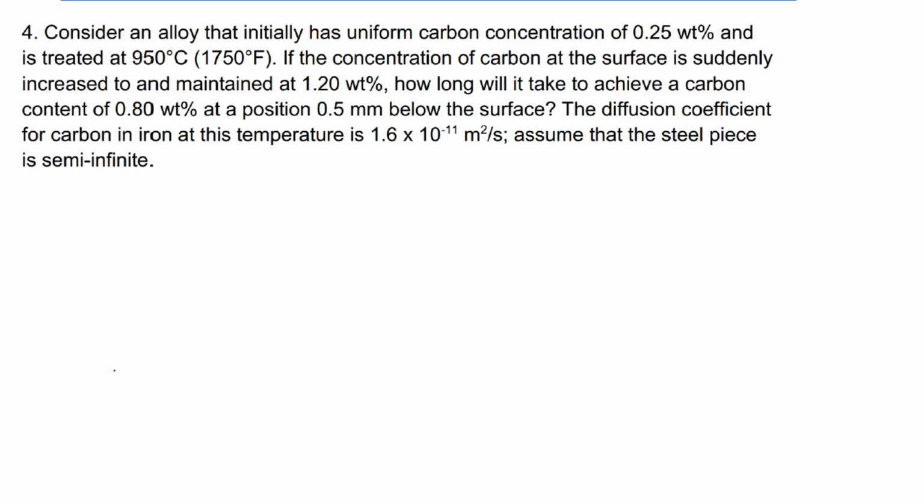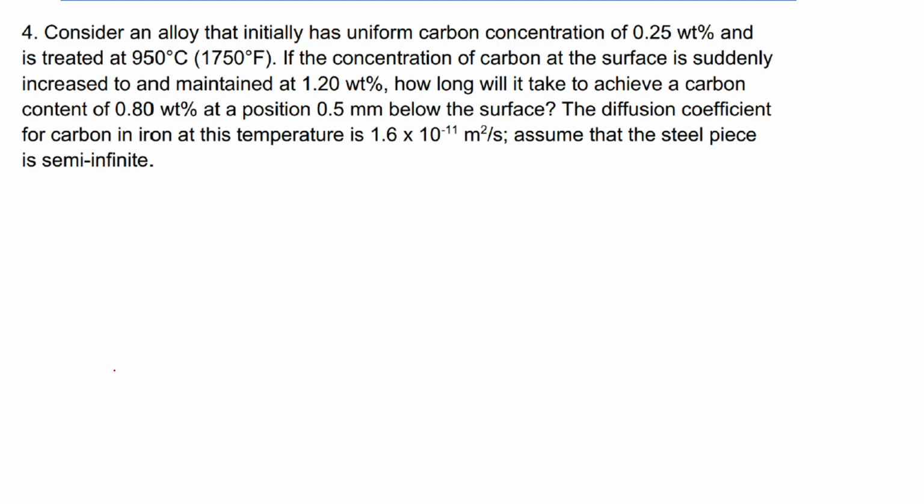The question is: consider an alloy that initially has a uniform carbon concentration of 0.25 percentage and is treated at 950 degrees Celsius, Fahrenheit also given. If the concentration of carbon at the surface is suddenly increased and maintained at 1.20 percentage, how long will it take to achieve a carbon content of 0.80 weight percentage at a position of 0.5 millimeter below the surface? The diffusion coefficient of carbon in the iron at this temperature is 1.6 times 10 to the power minus 11 meters square per second. Assume that the steel piece is semi-infinite.